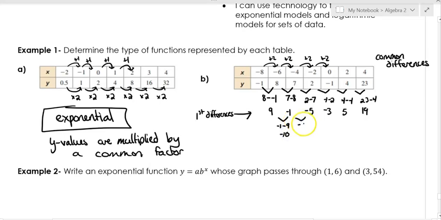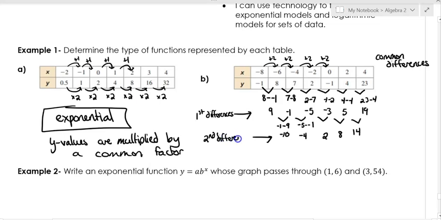I'll show you one more, but then we're just going to start doing them. -5 minus -1 makes -4. Then -3 minus -5 is 2. 5 minus -3 is 8. 19 minus 5 is 14. Now, these are called your second differences. It's the second time you did it.